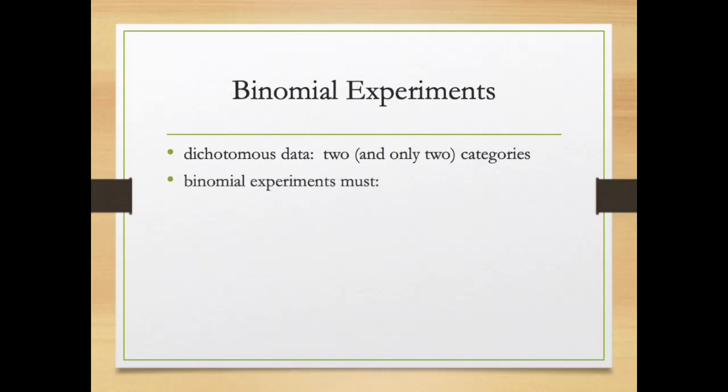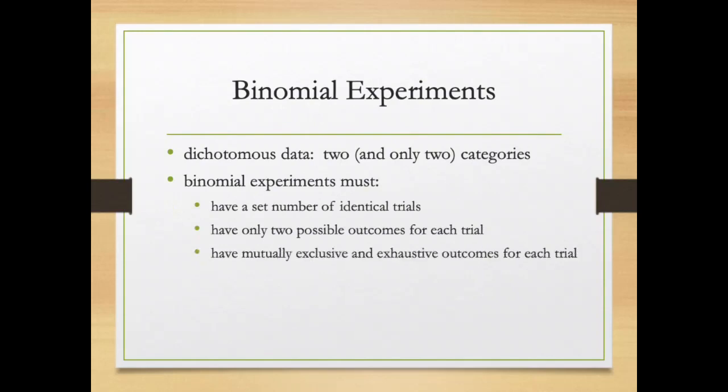There are a number of essential characteristics of a binomial experiment. A binomial experiment has a set number of identical trials. There can only be two possible outcomes for each of these trials. The two outcomes must be both mutually exclusive and exhaustive, and the probabilities of occurrence for the two categories must be constant across all trials.